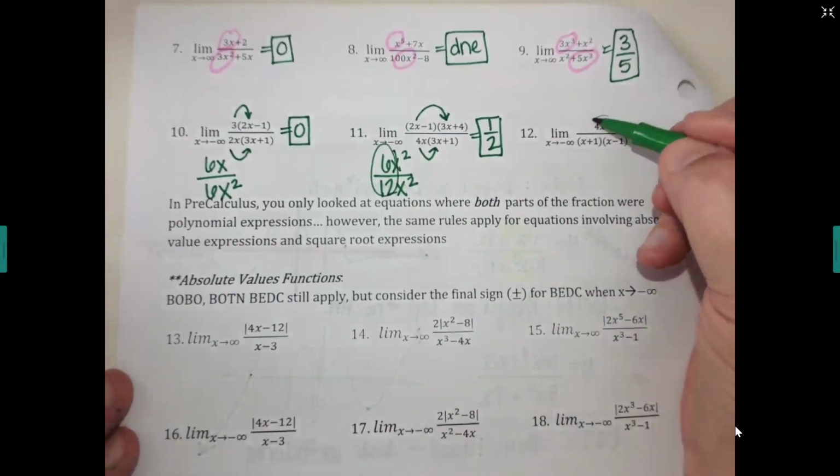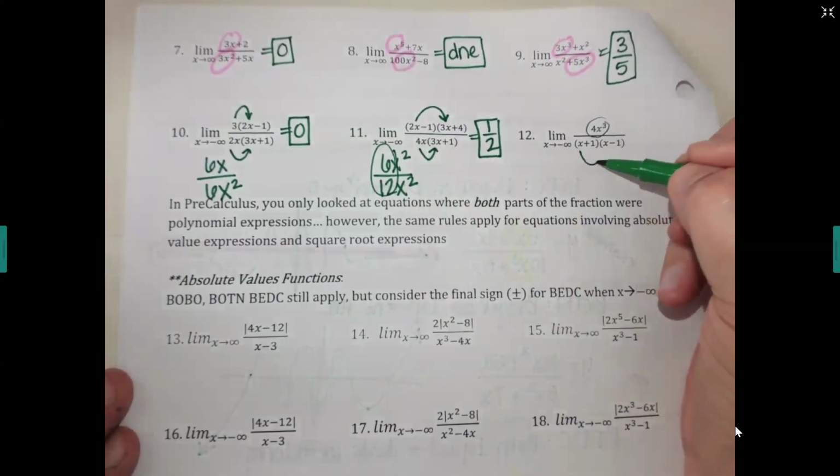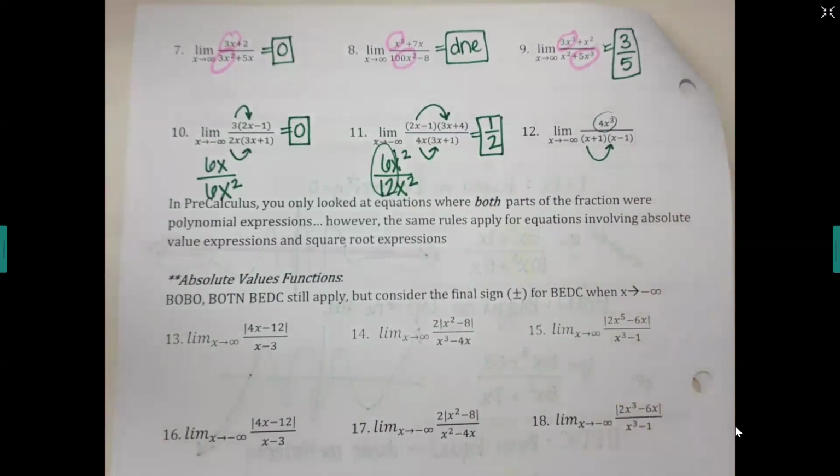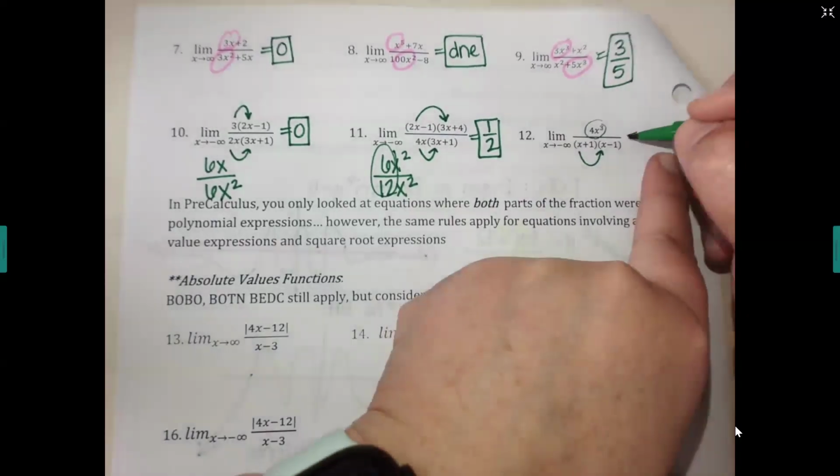We have an x3 on top. What's our power on the bottom? X squared. Because it's an x times an x, then I know I have more x's on the top, which makes it a Botten or DNE.